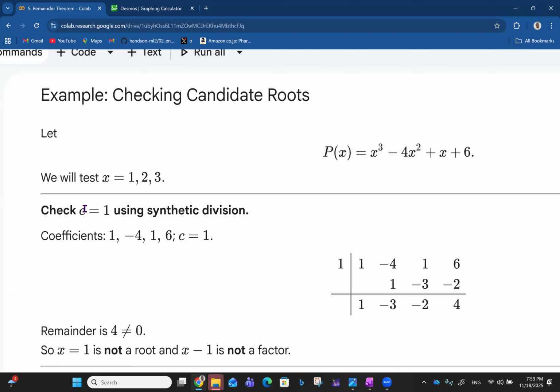So if you try c equals 1, drop 1. 1 times 1 is 1, minus 4 plus 1, that's minus 3. Next, 1 times minus 3, you have minus 3. 1 minus 3, that's minus 2. 1 times minus 2, you have minus 2 here. 6 minus 2, that's 4. So this 4 now is the remainder.